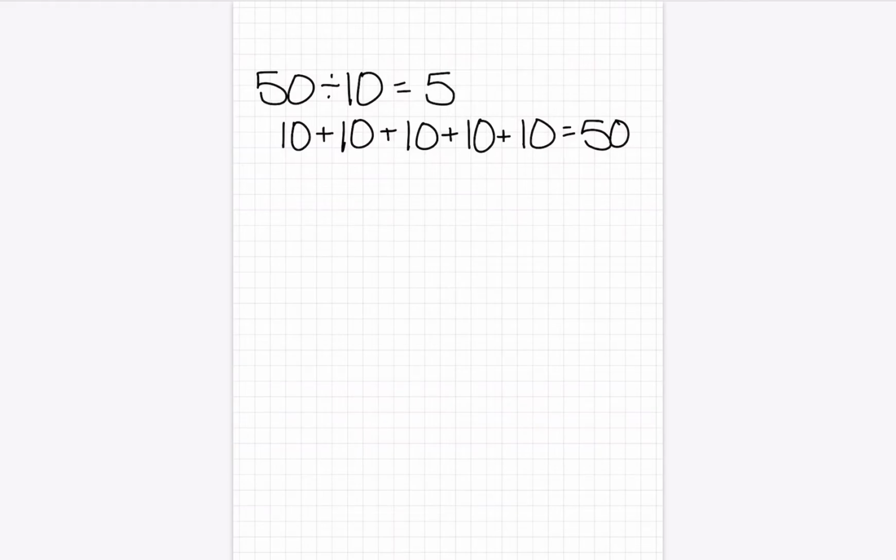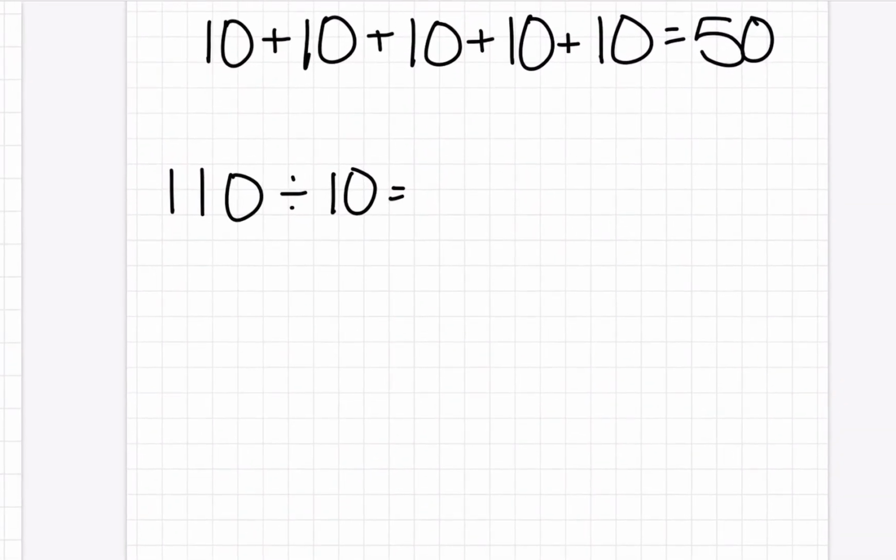What if I had a huge number? Like what if I had 110 divided by 10? Oh my goodness, that's too hard. I give up, can't do it. Nope, not possible. What do you think? Can you do it? Yes, you can. I believe in you. We're going to make groups of 10. We have to get all the way up to 110 though. I think I'm going to need more than one row. Let's zoom in a little bit here.